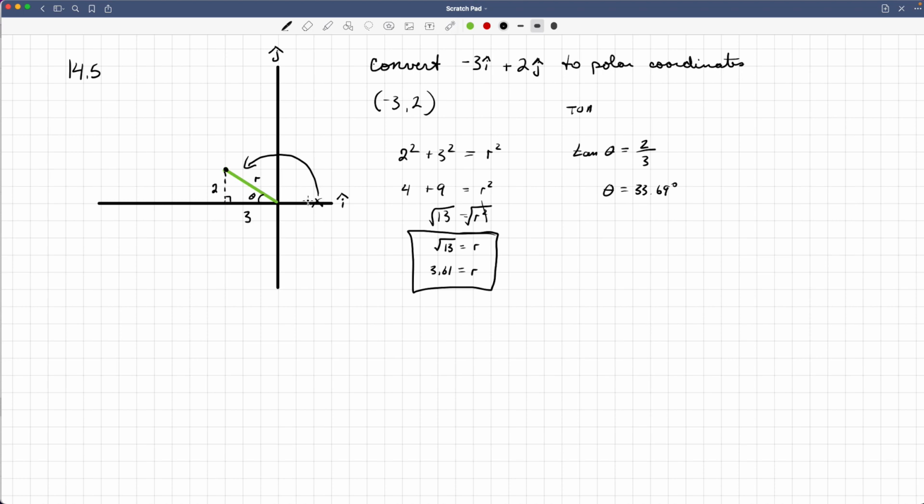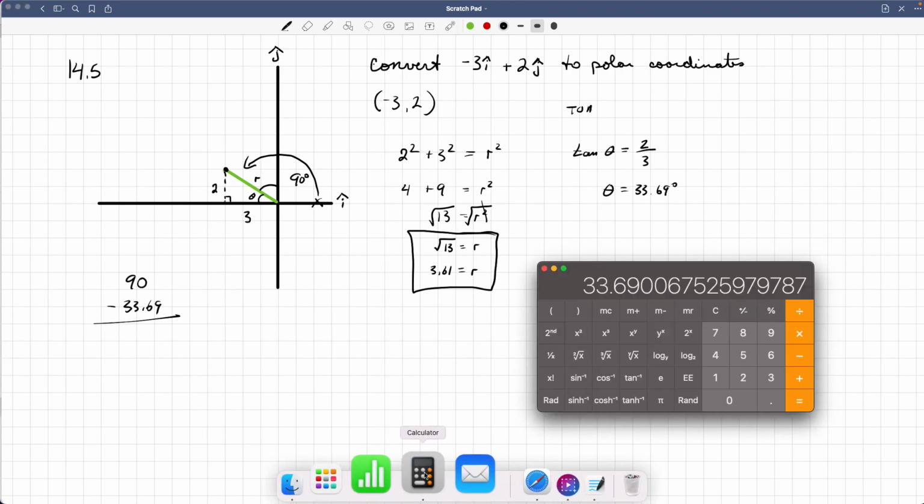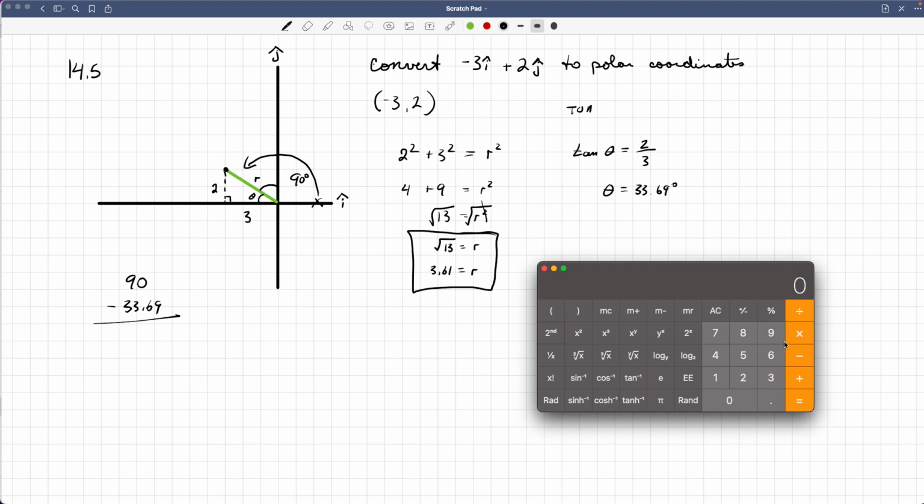So we have to add this 90 degrees, and then we have to add the difference between 90 degrees and this little degree of measure here. So we're going to say 90 minus 33.69, and that's going to give us the degree of measure for this part right here. And that's the part that we want to use. So let's use our calculator. 90 minus 33.69. So we have 56.31.